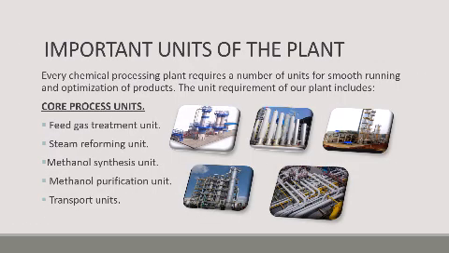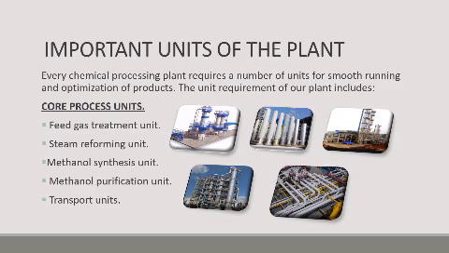Okay, so now we are moving to the important units of the plant. Every chemical processing plant requires a number of units for smooth running and optimization of products. The unit requirements of our plant include the core process units, where we have the feed gas treatment unit. Here, it removes sulfur and other contaminants from the natural gas.